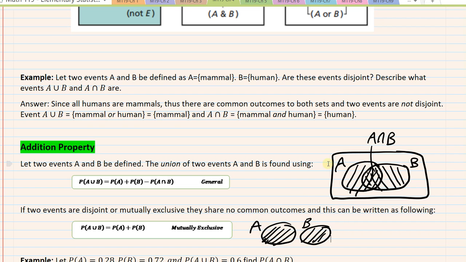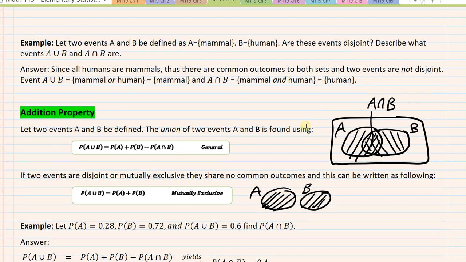All right, now let's try this formula. Let's say we are given probability of A is 0.28, B is 0.72, A and B is 0.6. We want to find the intersection.